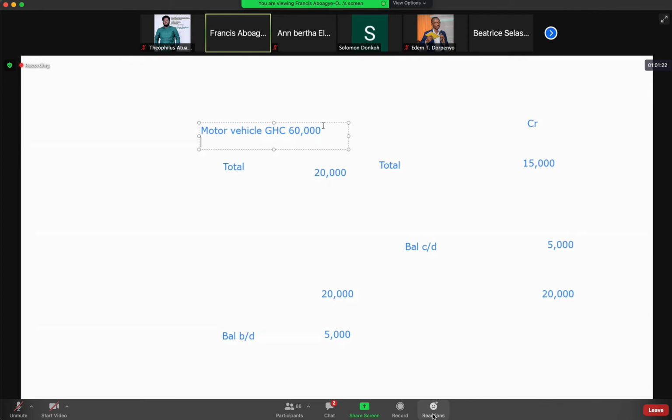So a way around it would be to convert this into dollars. So you convert the 60,000 into dollars when it was acquired. So 2 years ago, what was the exchange rate?